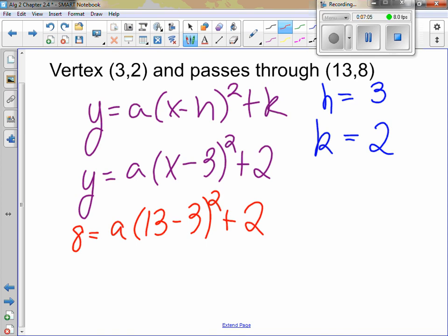So really what we've done so far is we used the fact that (3, 2) is the vertex, and we plugged it in for h and k. And we got y equals a times (x minus 3) squared plus 2, which left us with a. Now what we do is we plug in the point (13, 8), 8 for y, 13 for x, and now we're going to solve for a. And once we get the value of a, we'll plug it back into the general form, and we'll be done.